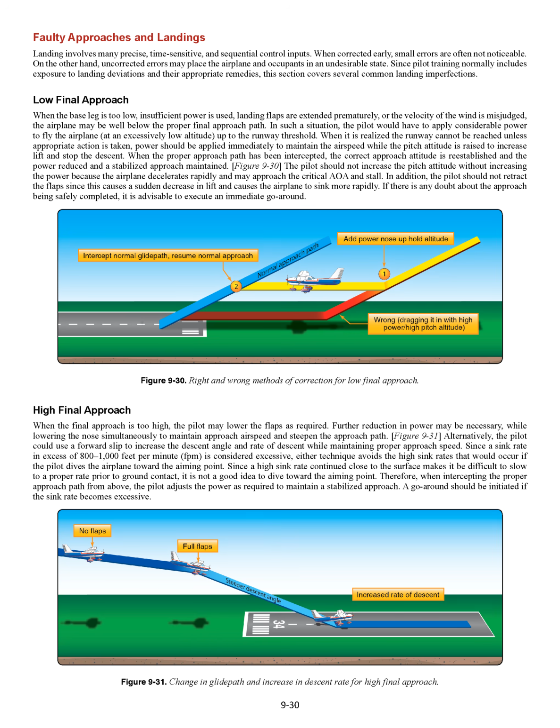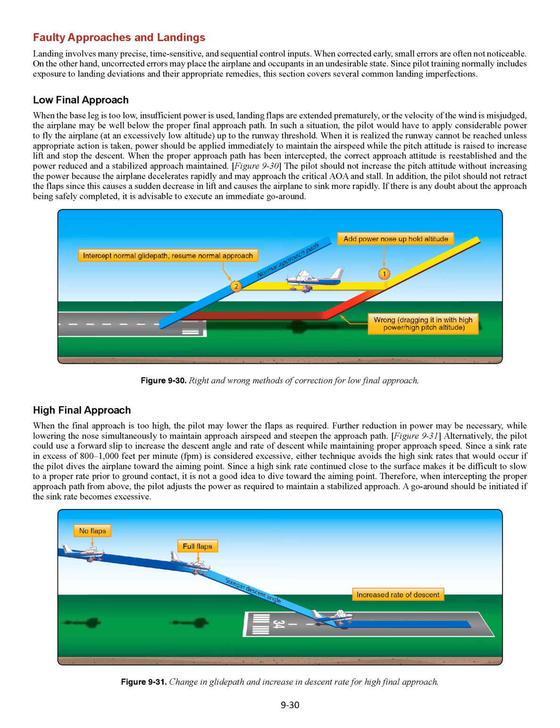High final approach. When the final approach is too high, the pilot may lower the flaps as required. Further reduction in power may be necessary, while lowering the nose simultaneously to maintain approach airspeed and steepen the approach path. Alternatively, the pilot could use a forward slip to increase the descent angle and rate of descent while maintaining proper approach speed. Since a sink rate in excess of 800 to 1000 feet per minute (FPM) is considered excessive, either technique avoids the high sink rates that would occur if the pilot dives the airplane toward the aiming point.